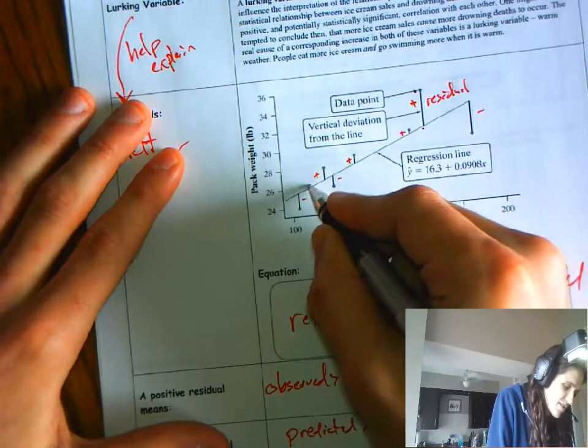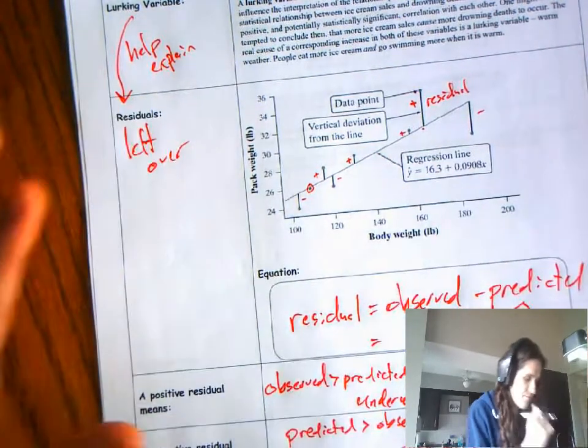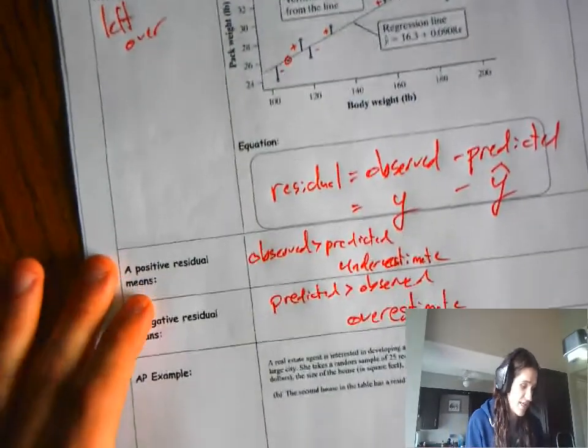What about this line? What's its residual? It's darn near 0. That means we almost got the prediction exactly right.